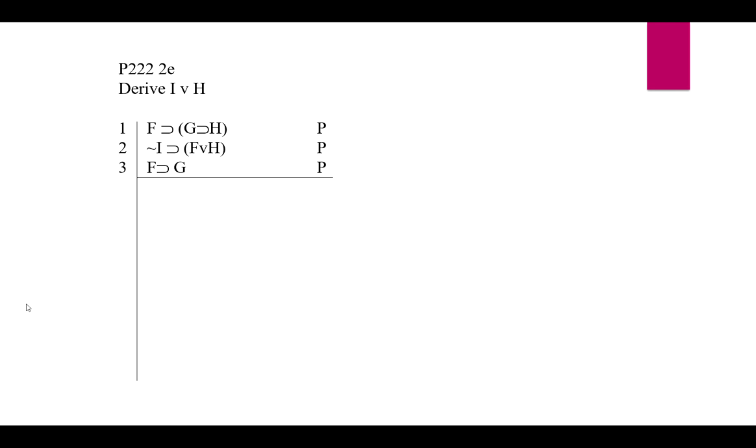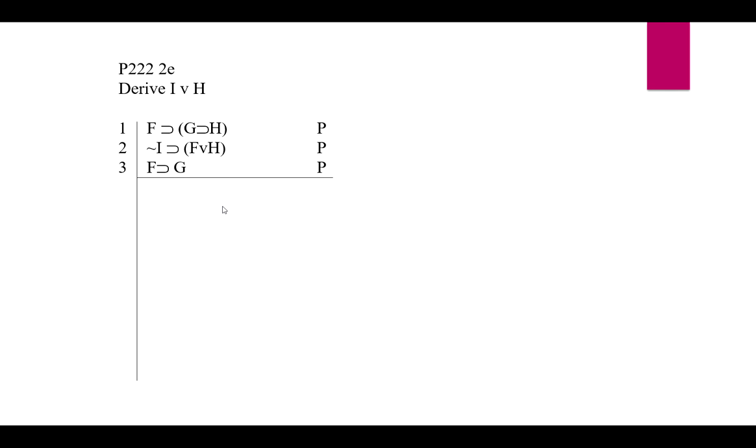All right, so on to the last problem. This is 2E. We're trying to derive I or H from these three premises, right? If F, then if G, then H. If the negation of I, then F or H, and if F, then G. So this isn't a material conditional. We can't take the strategy that we always take for doing this.